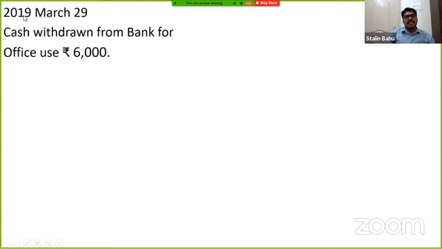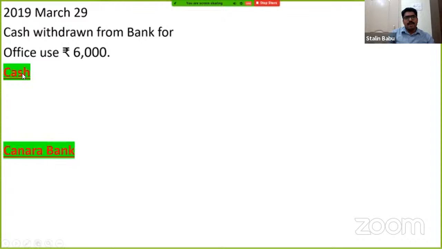On 2019, March 29, cash withdrawn from bank for office use. Here the keyword is office use, not domestic use. So we withdraw from the bank. That means bank is the giver of the cash. Cash is coming into the business. Who is the giver? Bank. The two accounts involved are cash account and Canara Bank account.